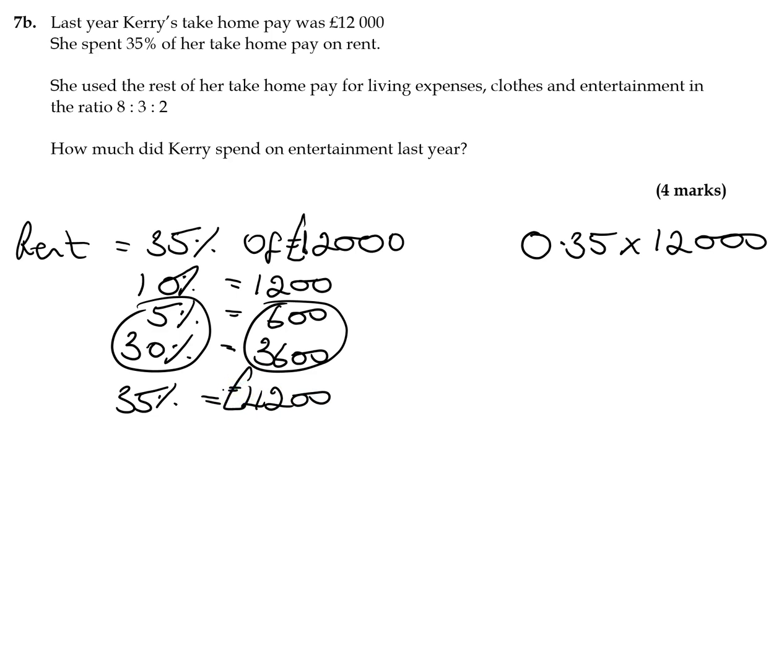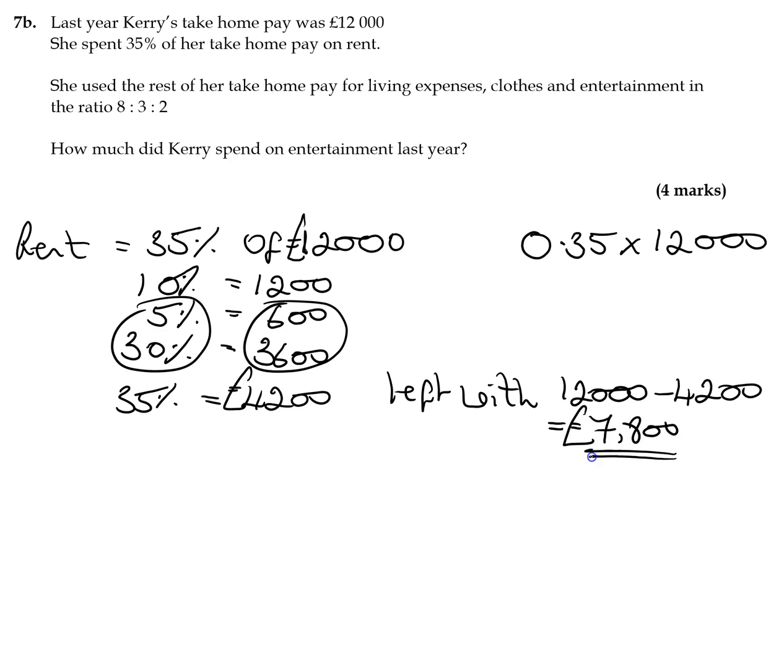So therefore she's left with, after paying her rent, 12,000 take away 4,200, which equals, if you work it out, £7,800, whichever way you work it out. So now this £7,800 has got to be split in the ratio 8:3:2.